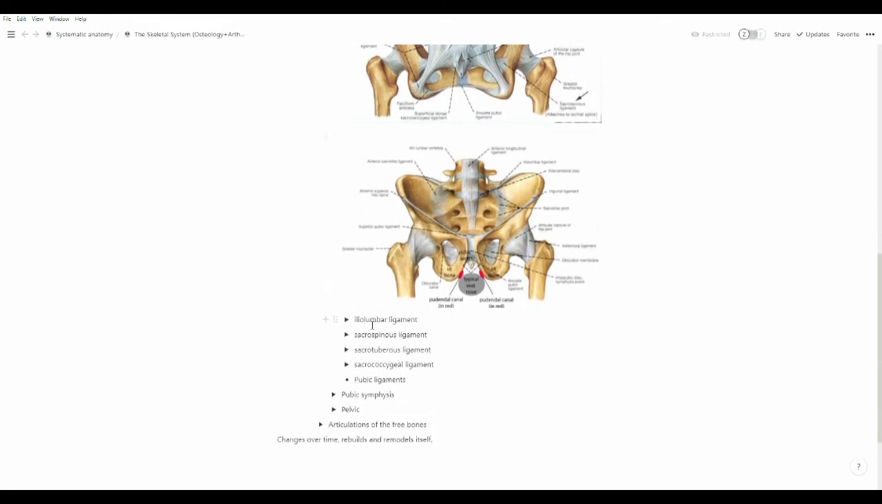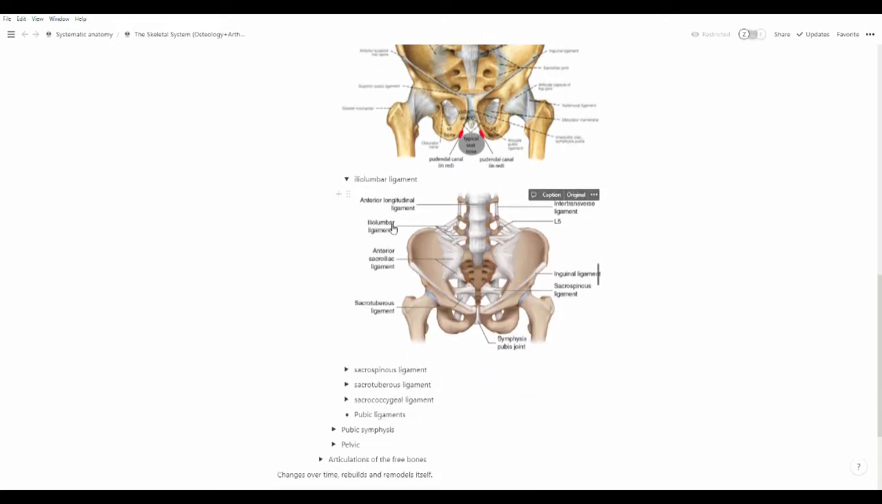The first ligament we want to talk about is the iliolumbar ligament. By the name, I would guess ilio, iliac, and lumbar vertebrae. So the iliolumbar ligament would be the ligament between the iliac and the lumbar vertebrae. Let's have a look. Yes, it's this ligament in here. It's the ligament between the transverse process of the lumbar vertebrae and the iliac part of the bone.